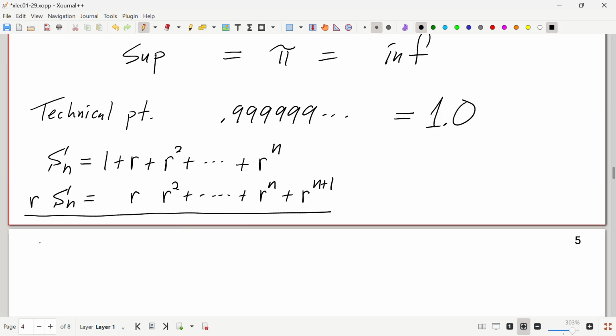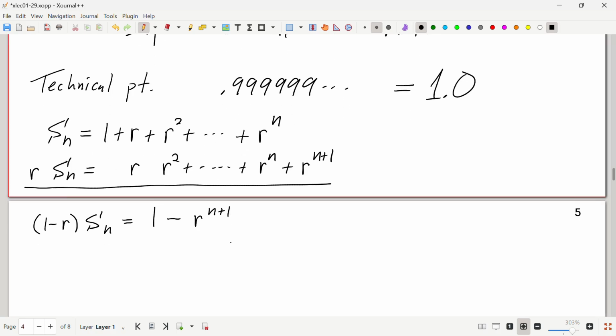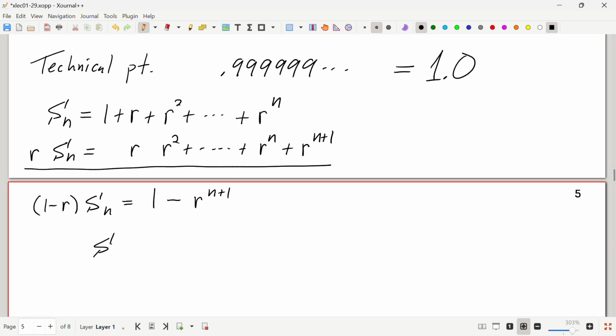And now if I subtract the top one from the bottom, I get 1 minus r times Sn. The 1 hangs up here on the left-hand side, but then all this middle stuff cancels. Everything cancels except the last one hangs out, and I get minus r to the n plus 1. And so the sum of a geometric series, famously, is 1 over 1 minus r minus r to the n plus 1 over 1 minus r.